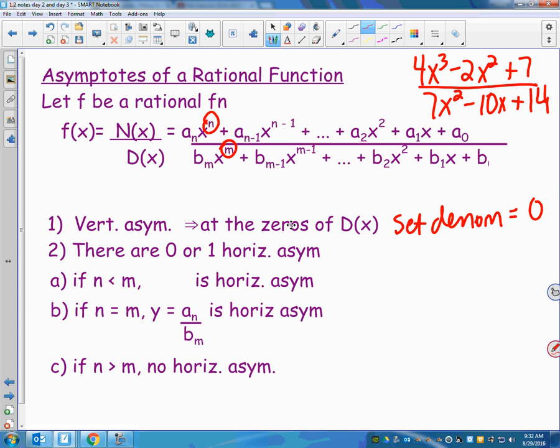And maybe you remember from algebra 2 that there's this thing called a slant asymptote. Do you remember a slant asymptote? We'll talk about it later. Not today, though.